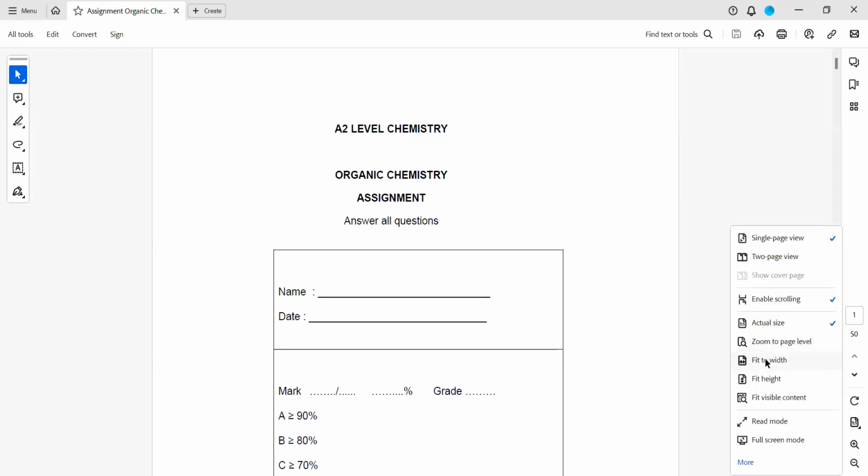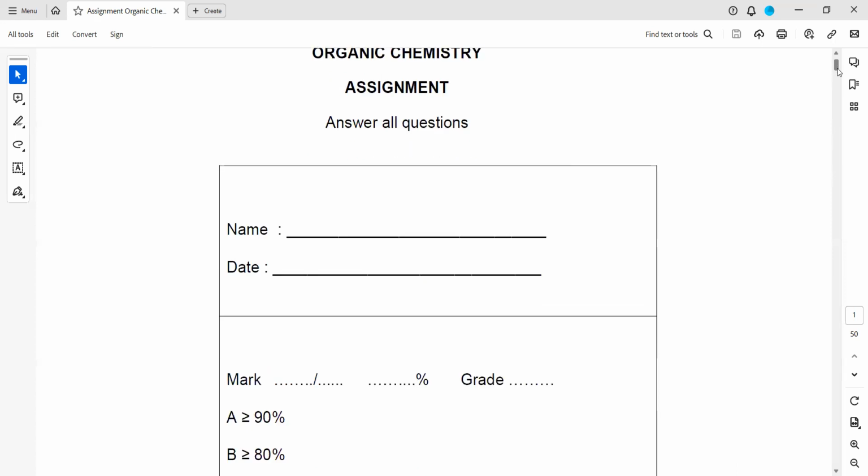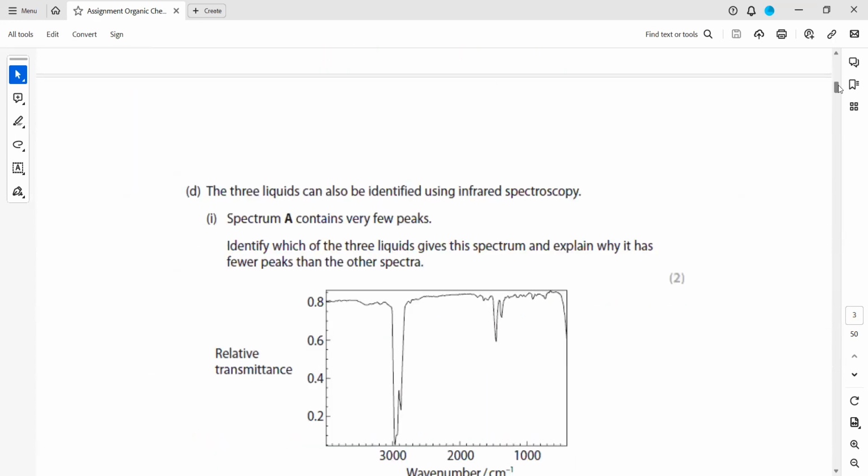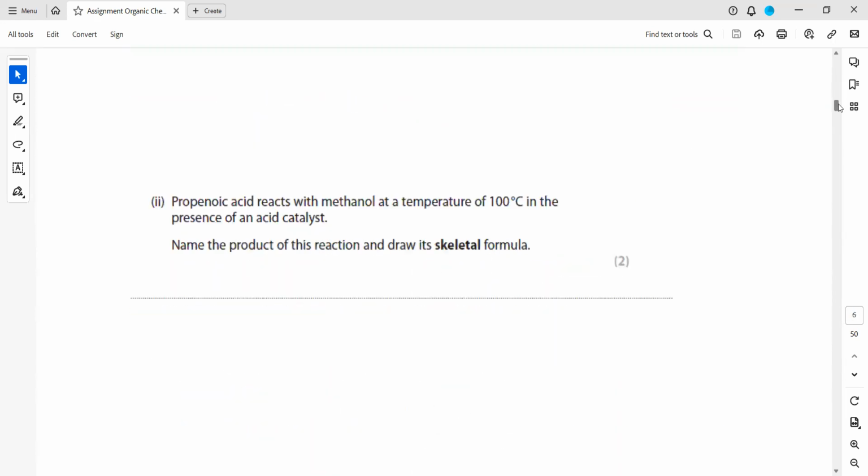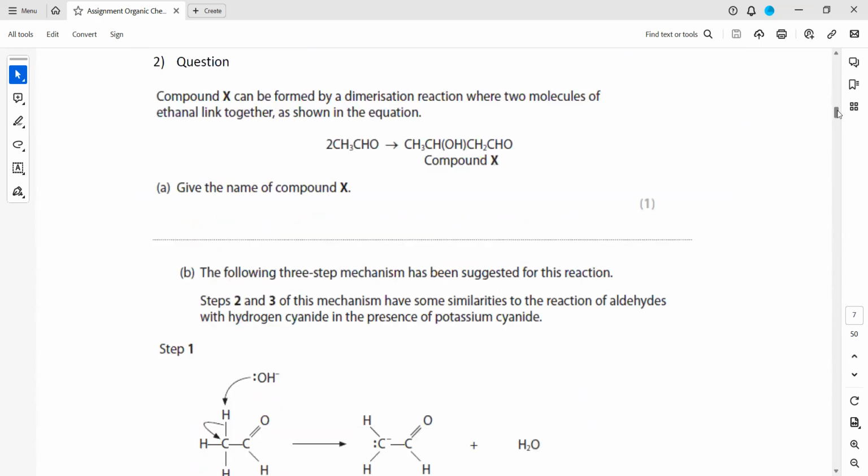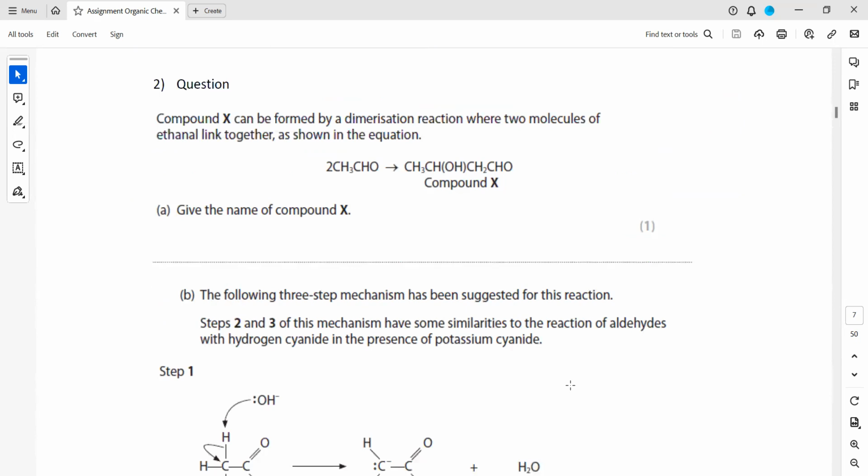So this was the exercise. We started discussing organic chemistry questions over there, and we did question one. We will start with question two because question two we did not discuss completely. So we'll start with question two. Organic chemistry, this is an important topic.